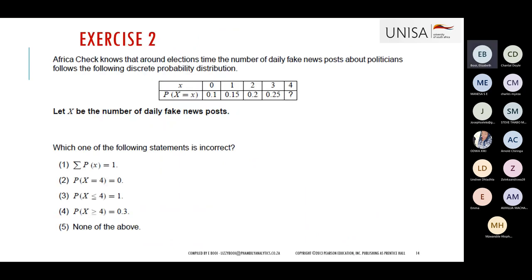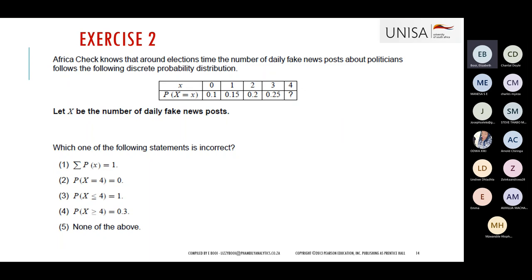Okay, here is your exercise. After I have taken your mind off stats for a bit, you have 5 minutes to answer the following question. Africa Check knows that around election time, the number of daily fake news posts about politicians follows the following discrete probabilities. They can be 0 fake news, 1 fake news, 2 fake news, 3 fake news, 4 fake news. And they gave you the probabilities of those outcomes. And there is a question mark at the end. Let X be the number of daily fake news posts.